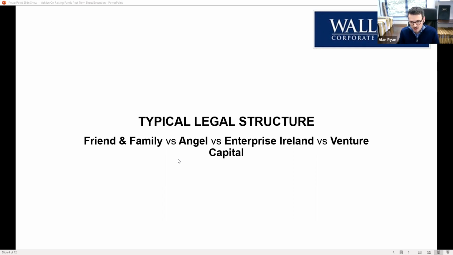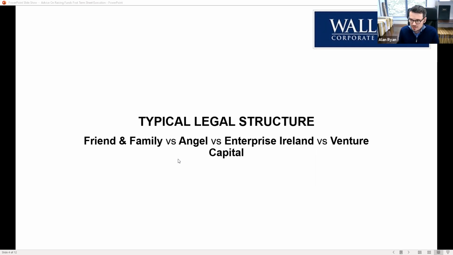Family offices are typically a bundle or a group of angel investors that pool together under one umbrella, the likes of, say, Elkstone that operates in the Irish investment circles. Their typical investment size would range from circa 100,000 up to 750K, and that's slightly beyond the friends and family raise, but it's still pre-seed or seed stage. Moving on to Enterprise Ireland.